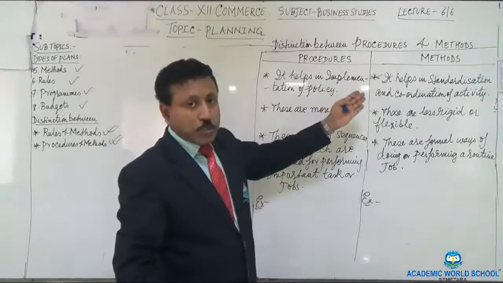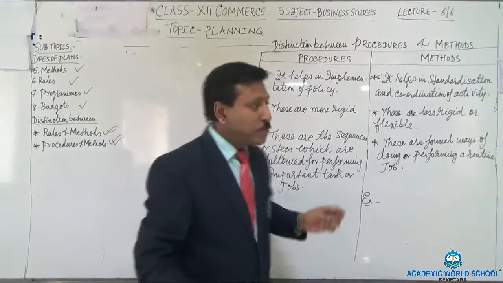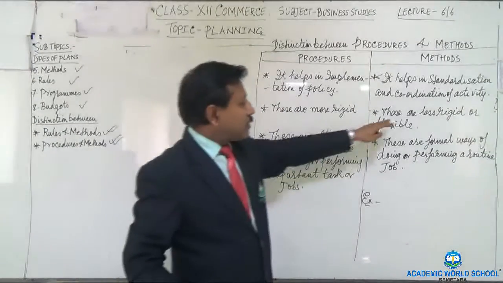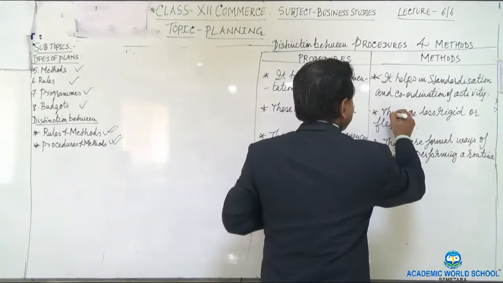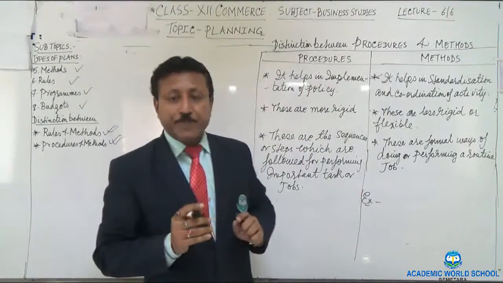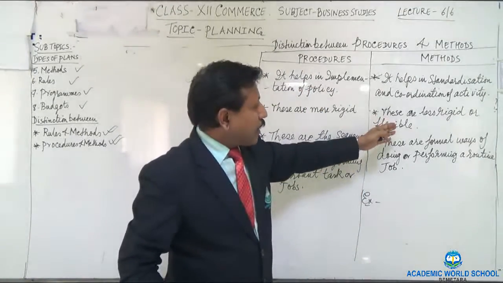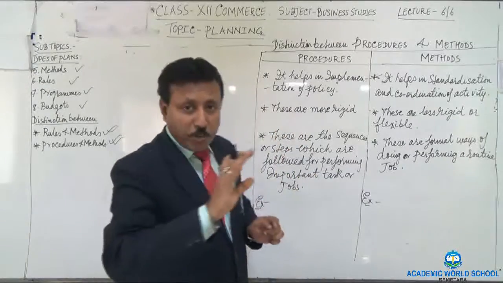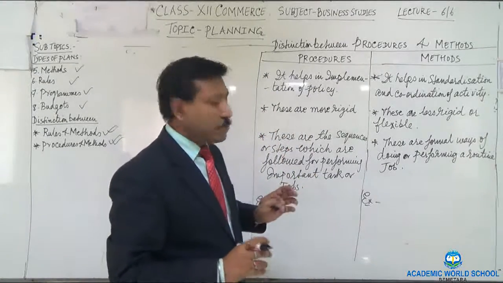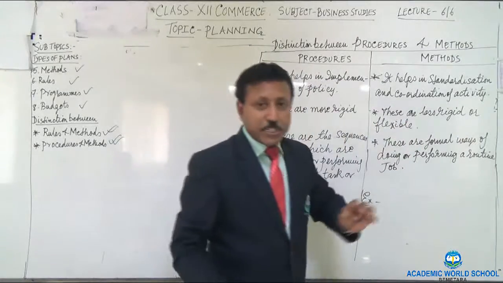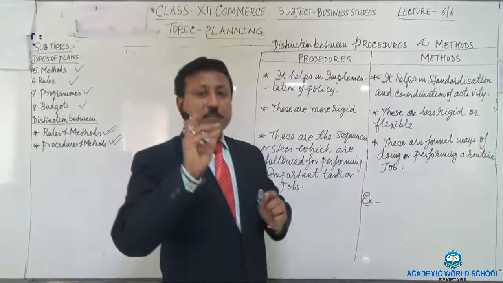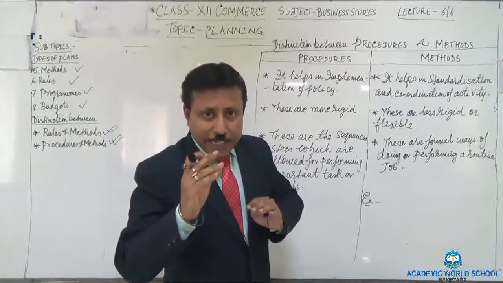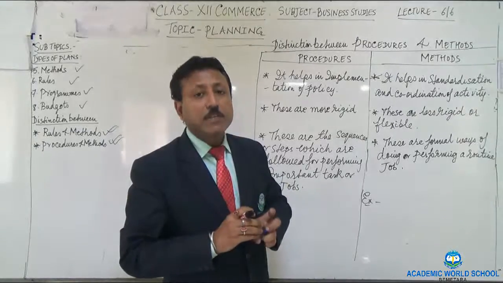Second, these are more rigid. Which is more rigid? Procedures are rigid. You have to follow that procedure, it cannot be changed. But methods are less rigid or flexible. That means not that much rigid. If there is a demand according to the situation, methods can be slightly changed to achieve the task.